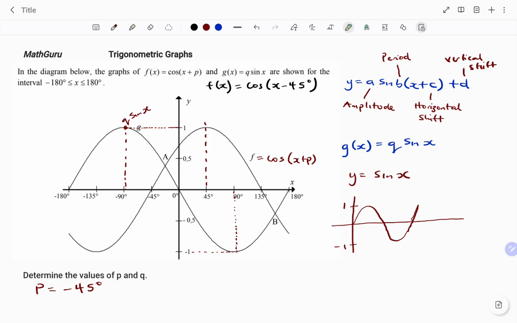So therefore, the value of q will not be positive 1 but negative 1. So I have my q equals negative 1, because the equation of my graph will become g of x equals negative 1 sine of x, which is the same as negative sine of x.